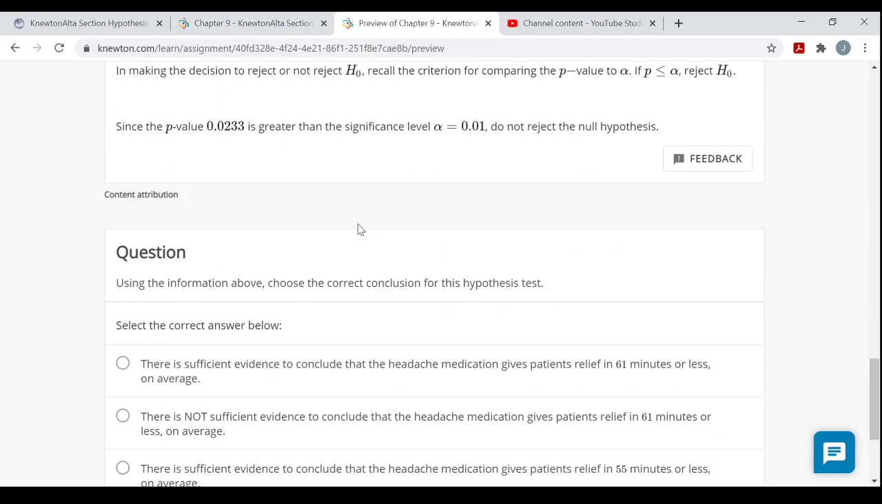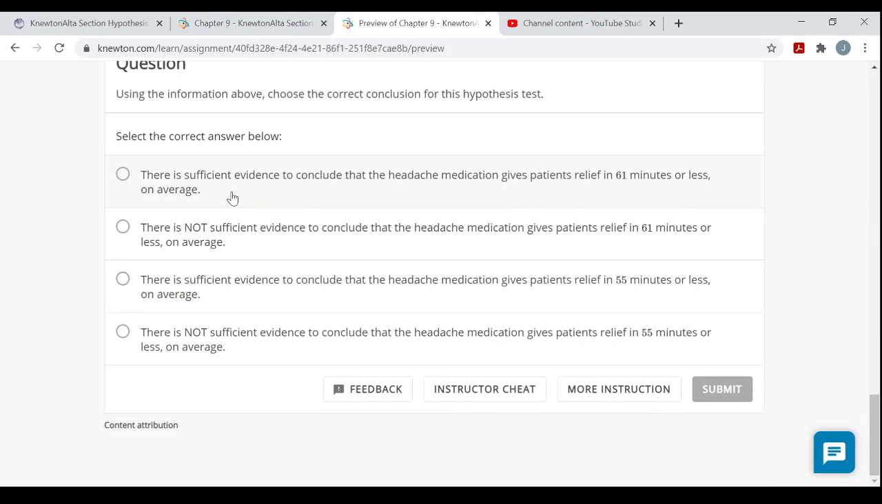So let's see which one of these makes sense based on what I just said. All right. So there is sufficient evidence to conclude that the headache medication gives patients relief in 61 minutes or less. Well, no, not the "or less" on average. The thing is, though, it does give it in 61 minutes. So technically that's true. But the less part we're not accepting. So I'd say there's not enough evidence because the less part is in the alternative.